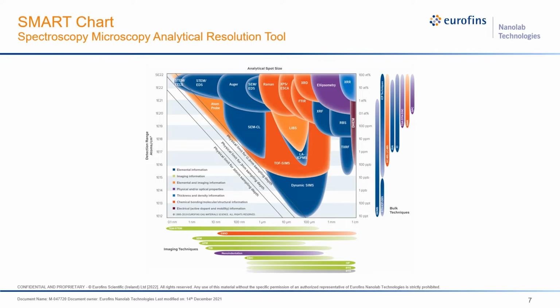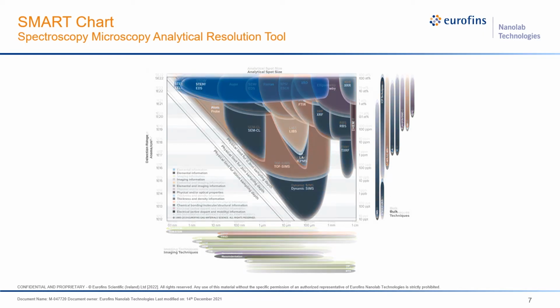Today, the talk will be focused on TEM-based EDS and EELS. You can see here that this bubble is the leftmost bubble, so it can provide the highest spatial resolution, up to 0.7 angstrom, and also the chemical sensitivity is up to around 1 atomic percent.